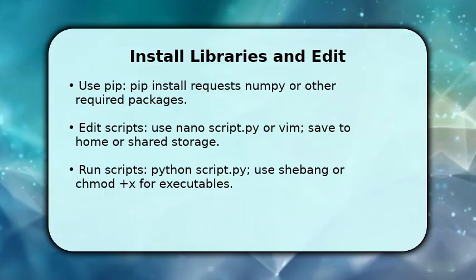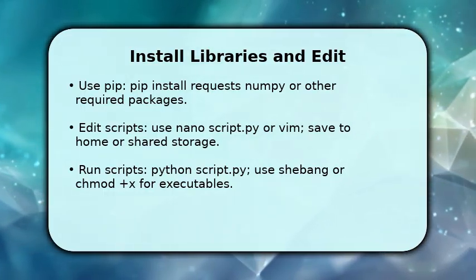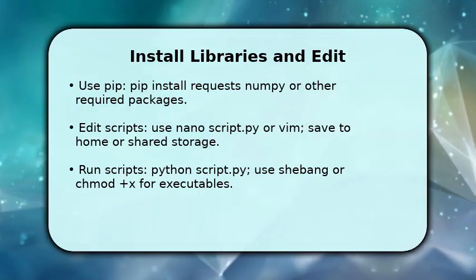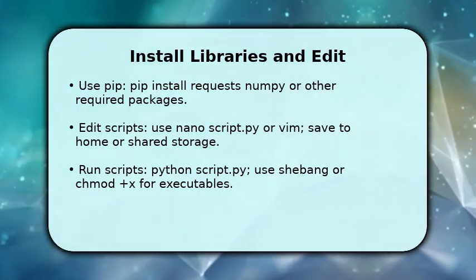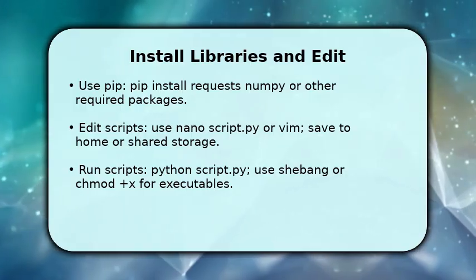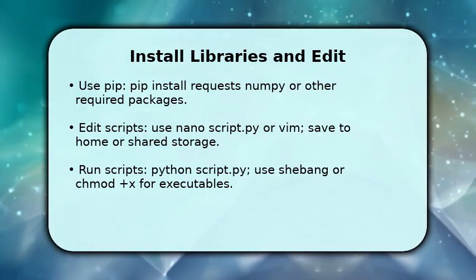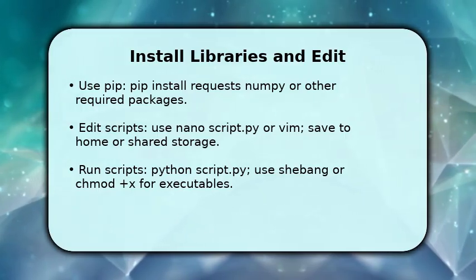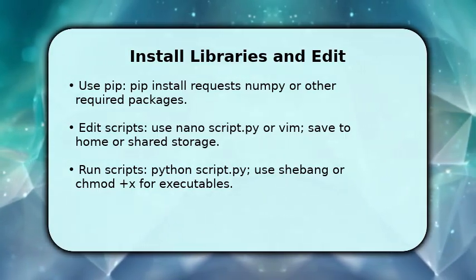Then open your script with nano script.py, edit, and save. You can also place files in shared storage via termux-setup-storage. When ready, run python script.py to execute. If you want runnable files, add a shebang line and chmod +x script.py so you can run ./script.py for quick execution.